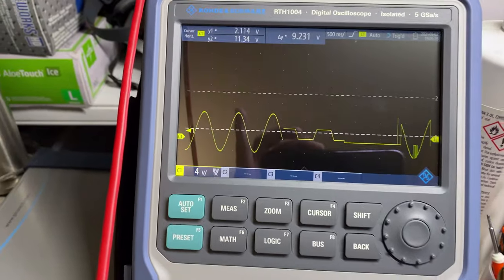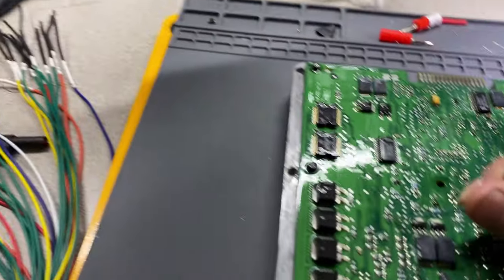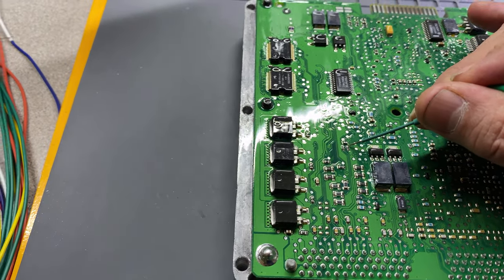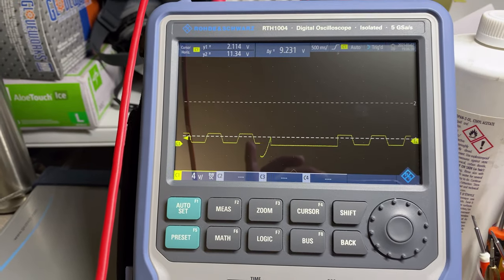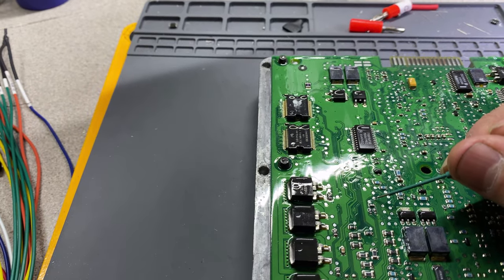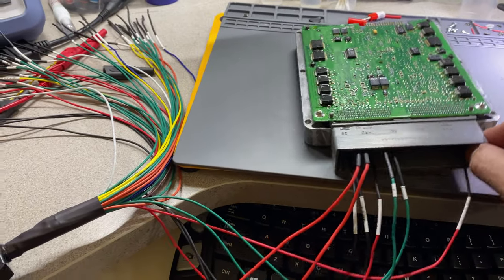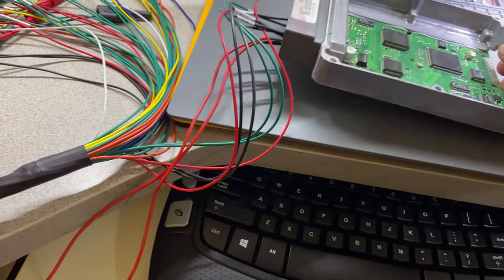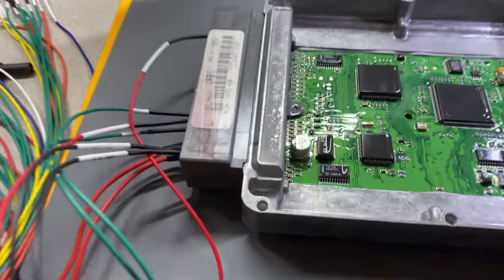Now we have that AC sine wave. So what this resistor is doing is kind of filtering the signal and making it look square, which is at the end what the computer needs in order to read it. So I follow all these pins, and this in here and this in here are the same signals, positive and negative for the crankshaft. And it goes over to this IC here, which is at the end, again, the problem.